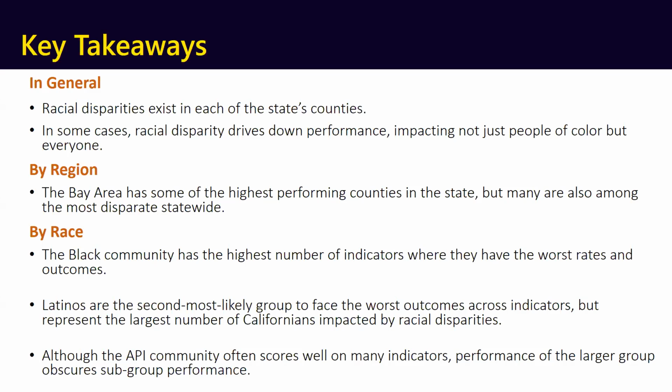others. By race, we see that the Black community has the highest number of indicators where they have the worst rates and outcomes. These burdens cut across multiple issue areas, from life expectancy, home ownership, school suspensions, household income, and incarceration. Latinos are the next most likely group to face the worst disparities across indicators, but they represent the largest number of Californians impacted by these racial disparities.